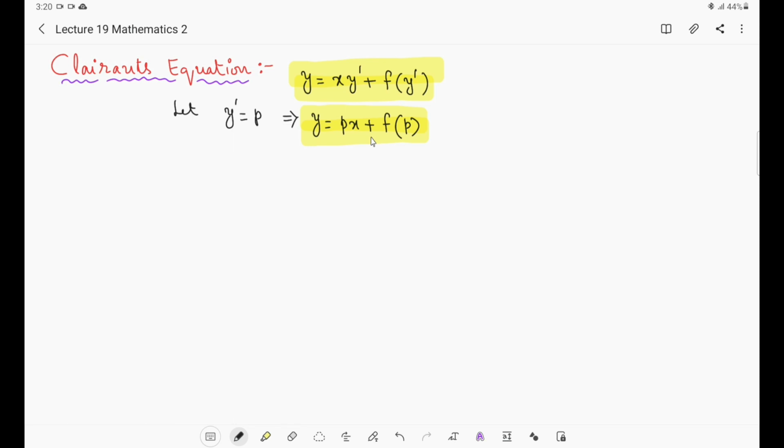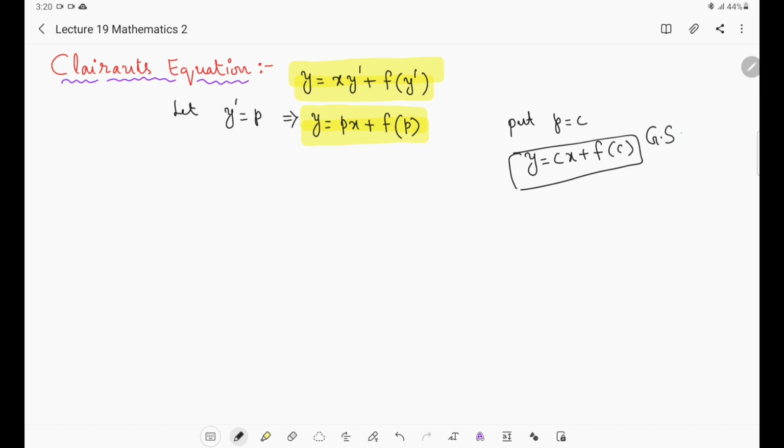For finding the general solution, the simple thing is, we have to replace this p with c. What are we supposed to do? Put p equals c, where c is an arbitrary constant. Then the general solution will be y equals cx plus f of c. So this will be the general solution for the given Clairaut's equation.